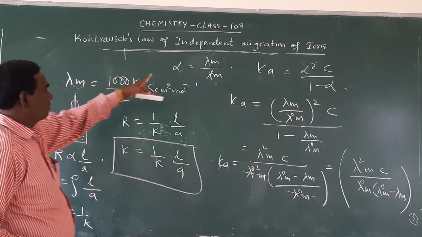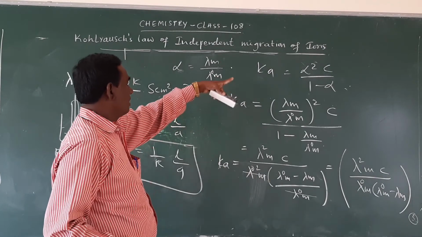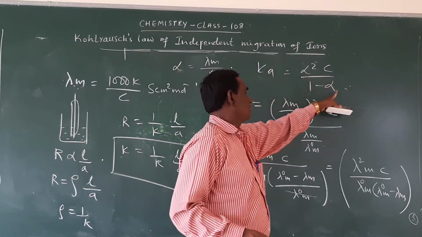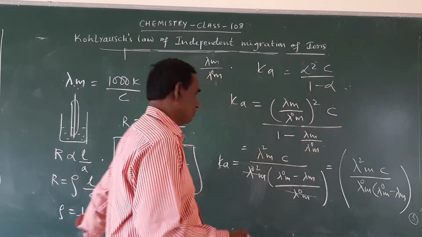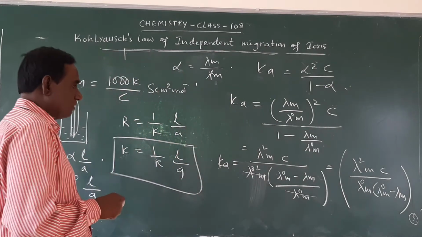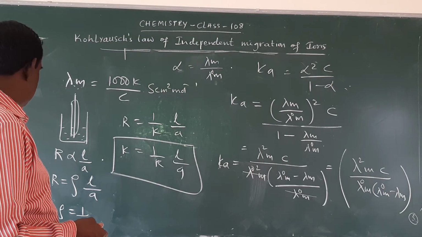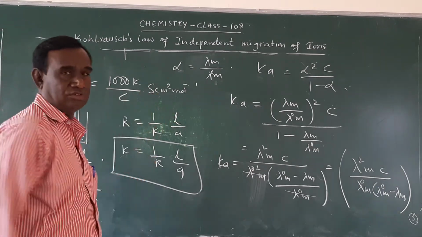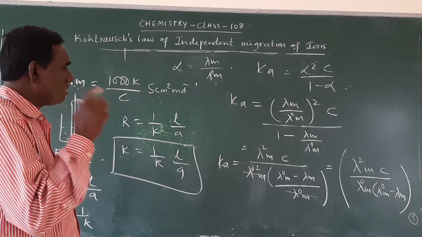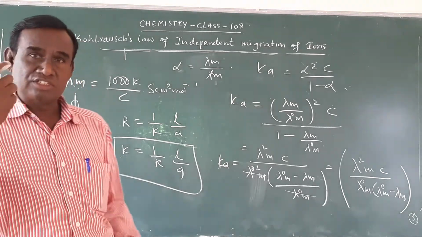And finally, alpha is equal to lambda m divided by lambda naught m, and K is equal to alpha squared C divided by 1 minus alpha. If you substitute, you will get lambda square m into C divided by lambda naught m into lambda naught m minus lambda m. So this is the equation. These are the important applications of Kohlrausch law.